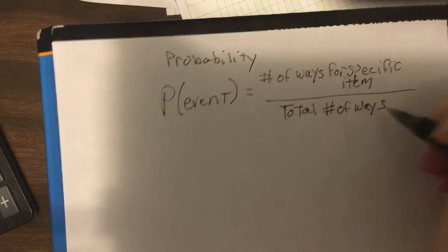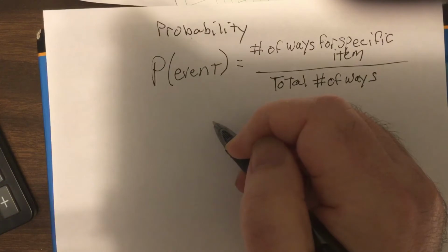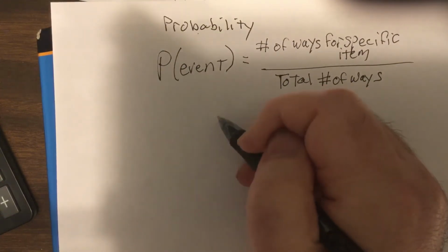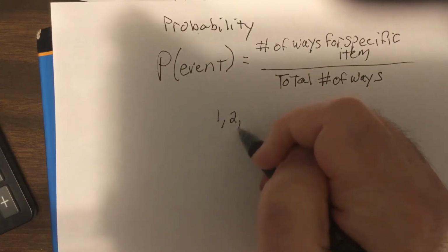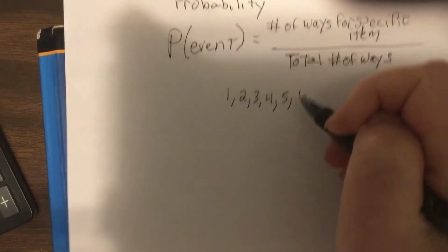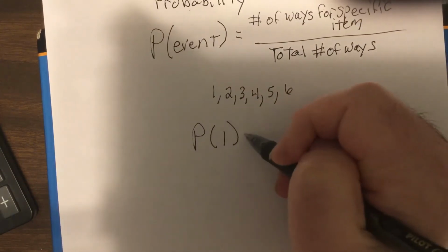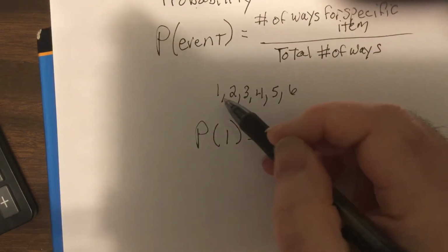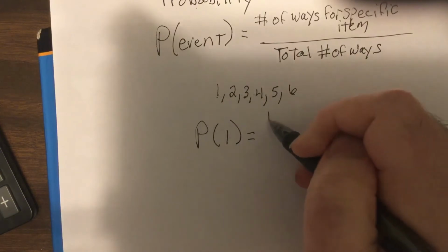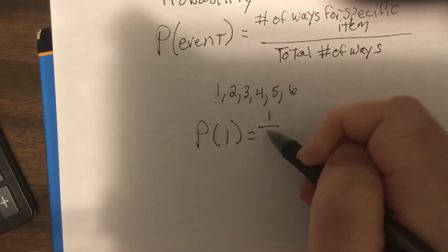Now, they use different words. I kind of like that. But let's say we have a number cube. Now, that's what you used to call dice. That is a rectangular prism that has the numbers 1, 2, 3, 4, 5, 6. And I say, what's the probability you roll a 1? Well, how many number ones do you have? Well, you have 1. How many different items do you have? 1, 2, 3, 4, 5, 6.